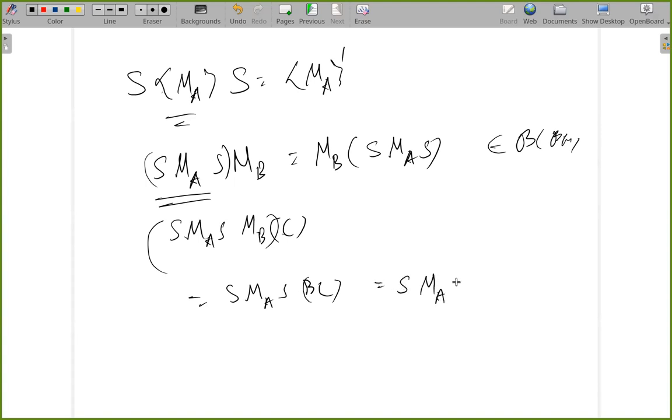So you have MA, C star, B star. Then MA will do a multiplication here. So you have A, C star, B star. Then again, S will do an adjoint to it. So you have B, C, A star out of it. So this left-hand side acting on a vector C just gives you B, C, A star.